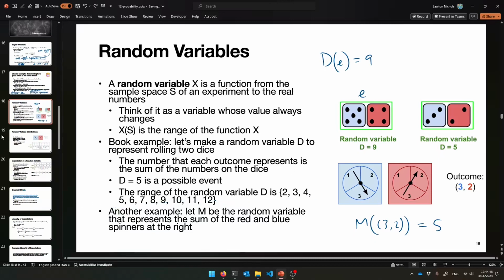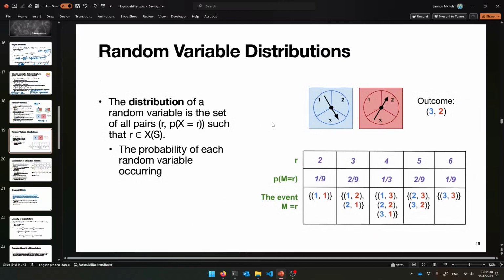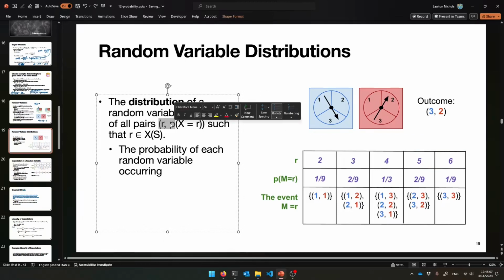Okay, so let's talk about the distribution now of a random variable. If you have a random variable, you can ask how often it ends up with a 4, a 5, or a 6 as the answer, for example. So the distribution is kind of like a bar chart in a sense, but we can write it out too. It's just the set of all the pairs of the value R that the random variable could take on, and the probability that the random variable really ended up being that answer, right? For every possible output of your random variable.